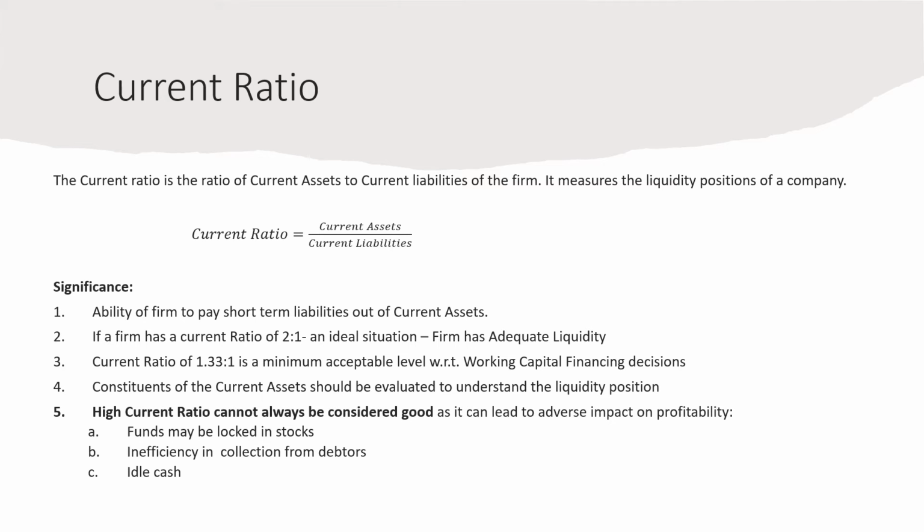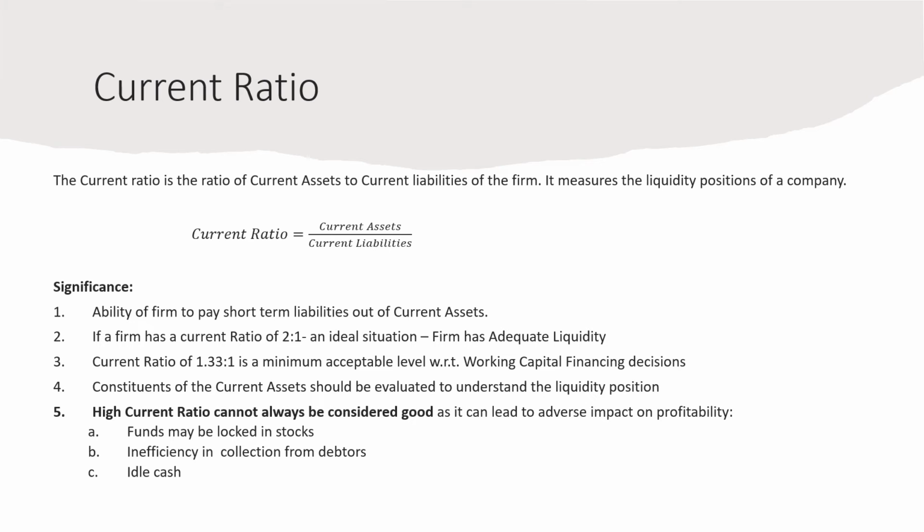Current ratio is the ratio of current assets to current liabilities of a firm. It is the first ratio of liquidity. By formula, current ratio equals current assets divided by current liabilities. This ratio measures whether the firm has sufficient current assets or not to meet its current liabilities as and when they arrive, that is, whether it is able to pay off its short-term debt or not.